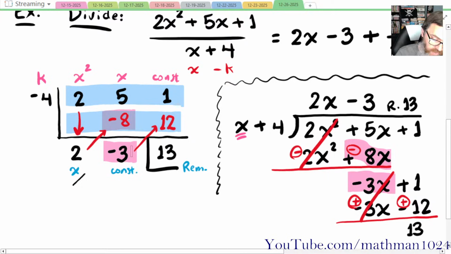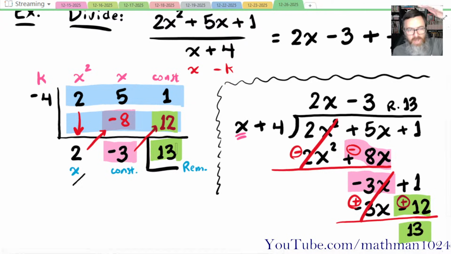And then you had this plus 12, which is that plus 12 that you added with the 1 to get 13. So it's all the same numbers, but you don't have this long drawn out process. You don't have to worry about changing your signs here and there and worrying about how many factors of x you have and what the power is. You don't worry about any of that. Synthetic division keeps things nice and compact.